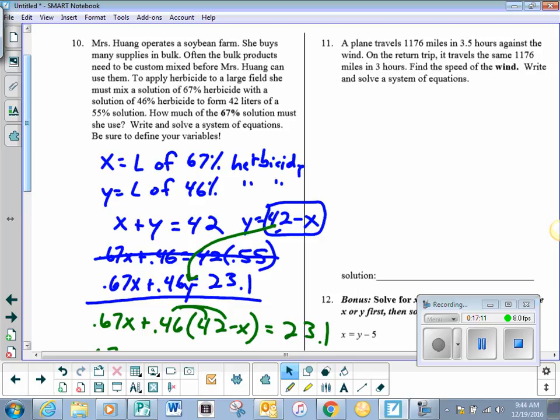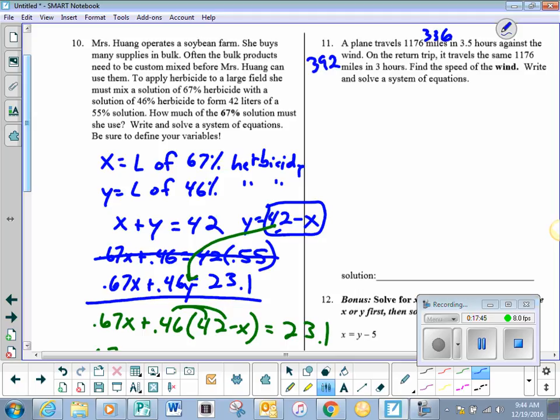Okay, the plane. This one, what did you have to find out first on this problem? How fast the plane was going, right? Okay. So the first one, if it goes 1176 in 3.5 hours, if you go 1176 divided by 3.5, you get 336 miles per hour. And if you did 1176 divided by 3, you get 392 miles per hour.